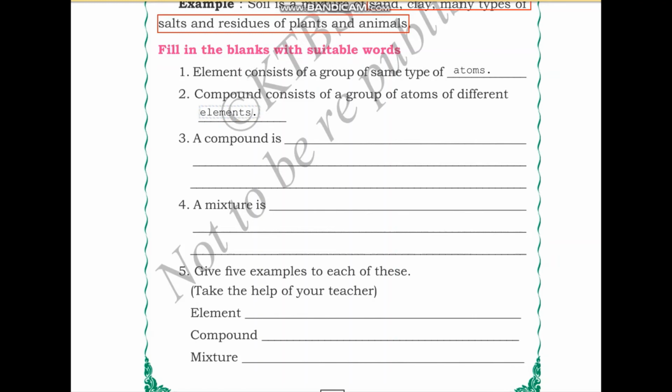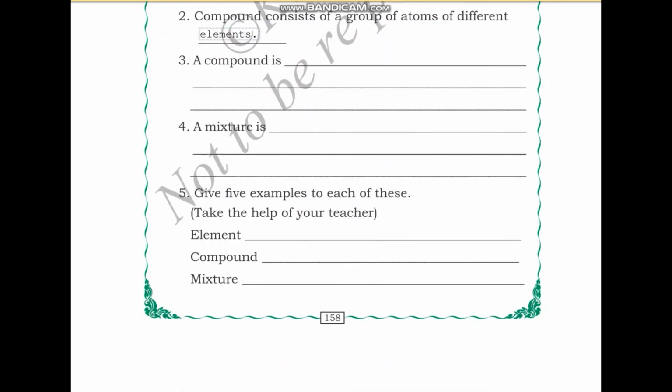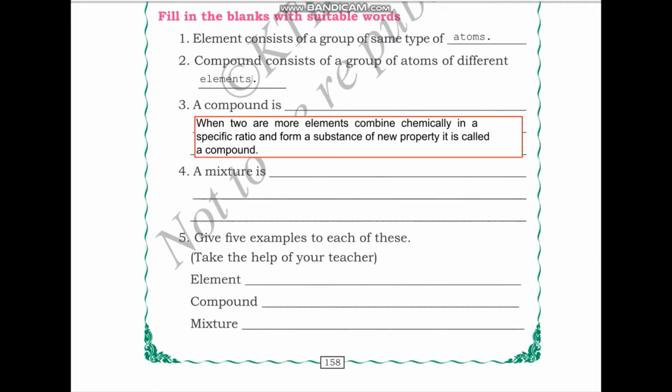Then the question is, a compound is dash. You have to define what a compound is. You can find the definition under the compound section of this lesson. I have just copied the definition from the section for you. When two or more elements combine chemically in a specific ratio and form a substance of new property, it is called a compound.